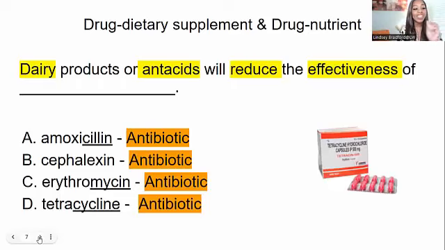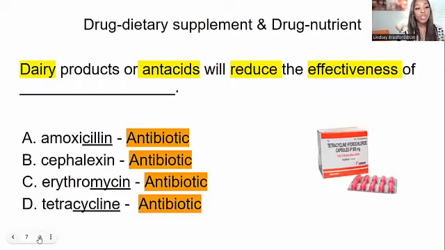Tetracycline is one of the drugs whose effectiveness will be reduced by drug dietary and drug nutrition interactions, okay? So when a patient is taking this medication, they should be aware. It's not our job as technicians to tell them, but the pharmacist or the nurse will let them know, when you're taking tetracycline, please stay away from dairy products and antacids because they will reduce its effectiveness.